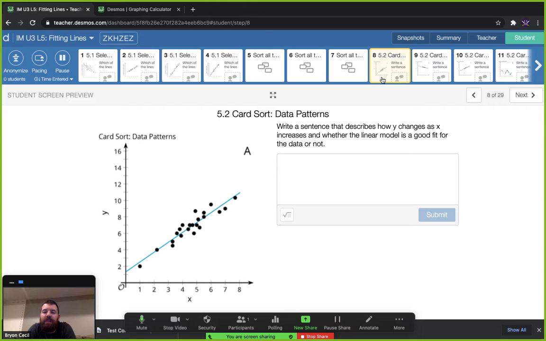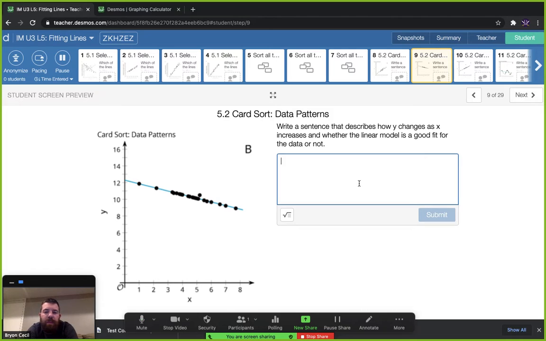Okay, guys, write a sentence that describes how y changes as x increases and whether the linear model is a good fit for the data or not. What I'm going to use is an I for increase and a D for decrease, just so you know that I'm going to summarize. As x increases, we can see that y increases, because it's going up left to right. And is this line a very good fit? I would say that it fits very well, as we see it goes through the majority of the data.